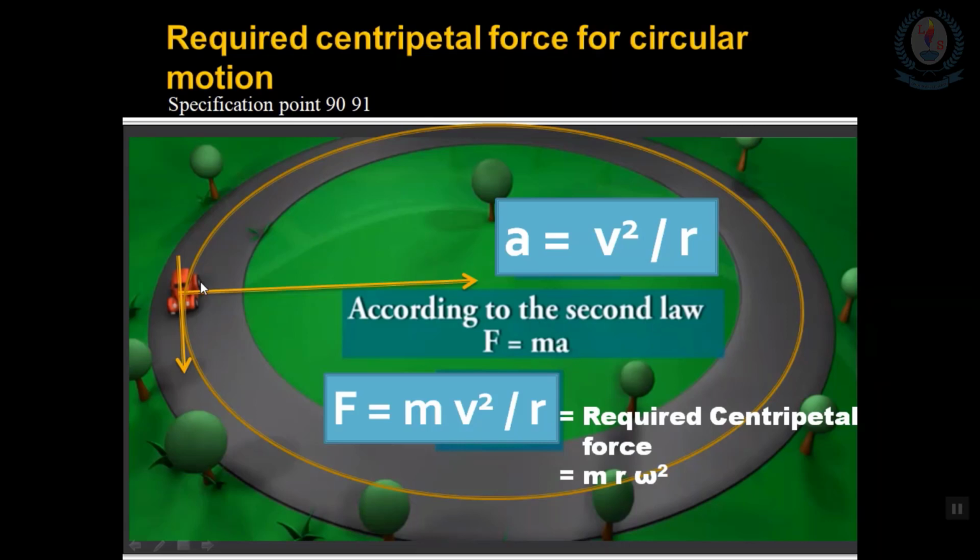Earlier in the proof we learned that there must be a centripetal force, which is equal to m times centripetal acceleration, which is v squared over r. So centripetal force is F equals mv squared over r, or mr omega squared. Very important equation.